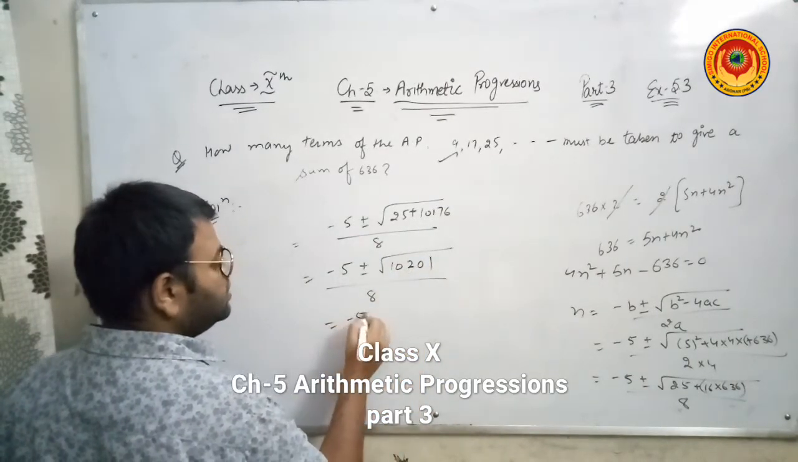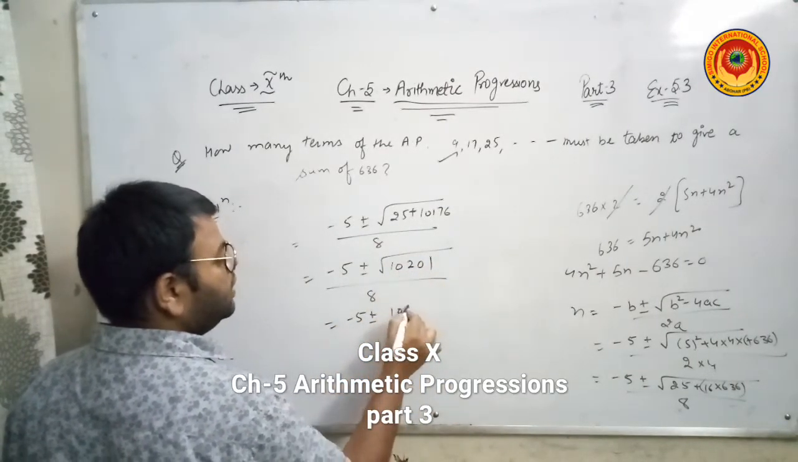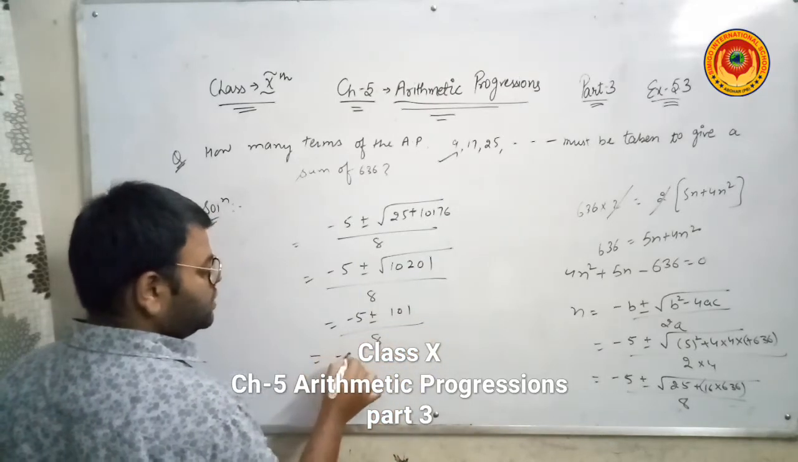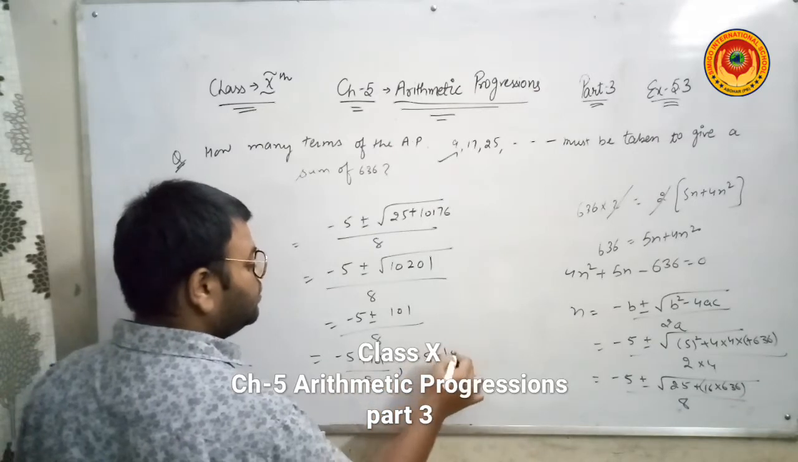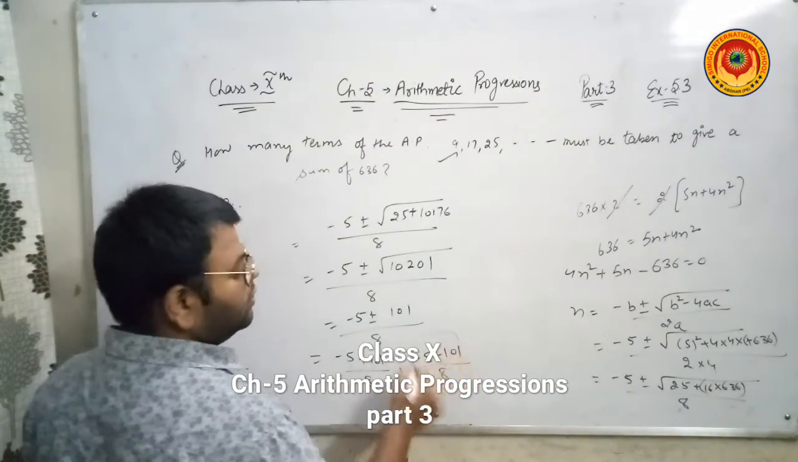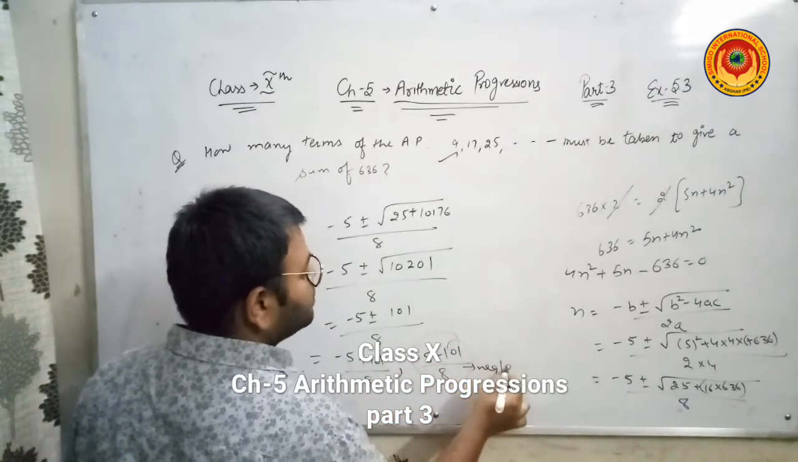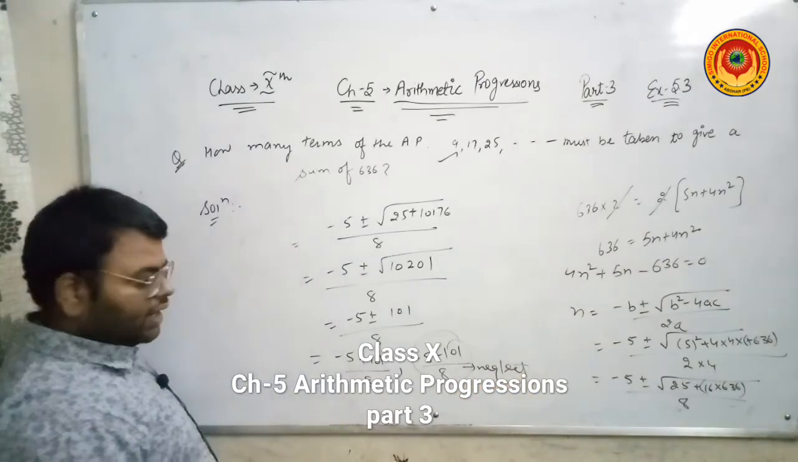10201. Yes, what's the square root of 10201? That is 101. Yes, what's the meaning of plus minus? Take one time addition sign, one time negative sign. Neglect this term. Why? Because the number of terms cannot be negative.